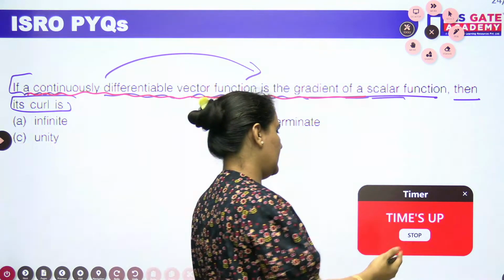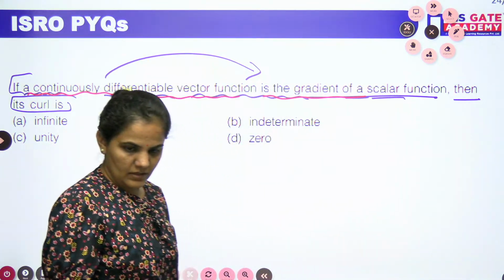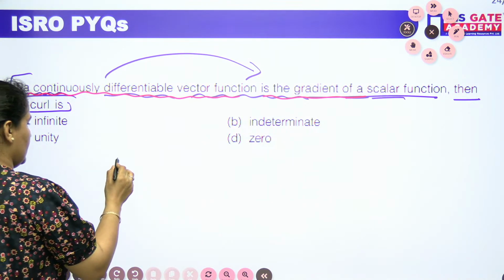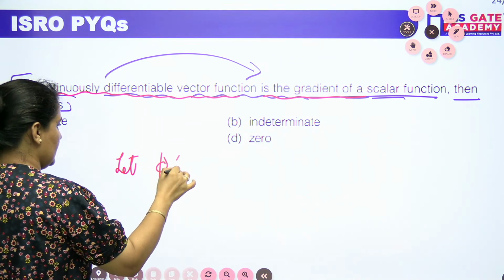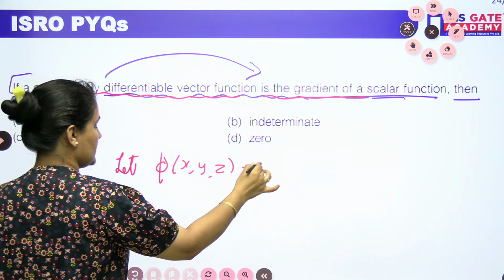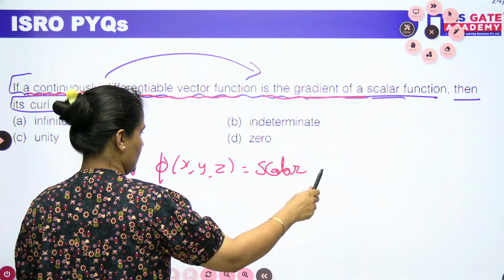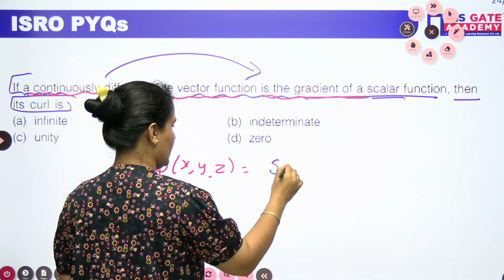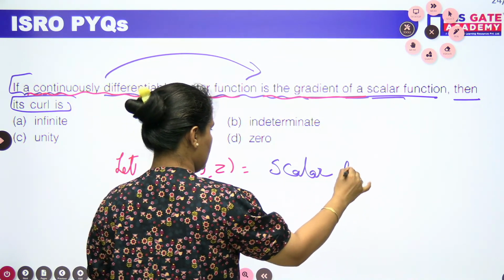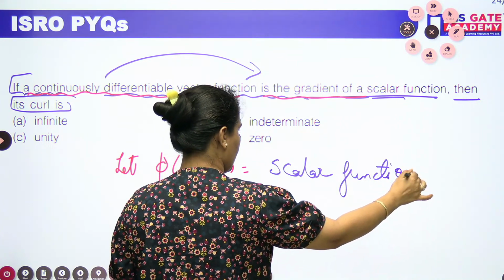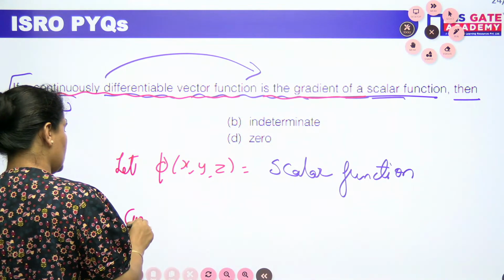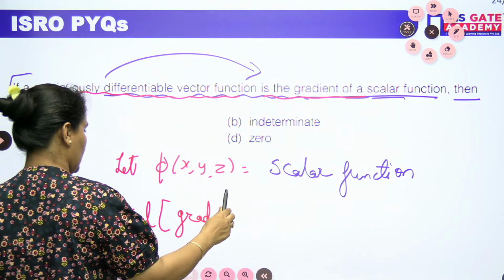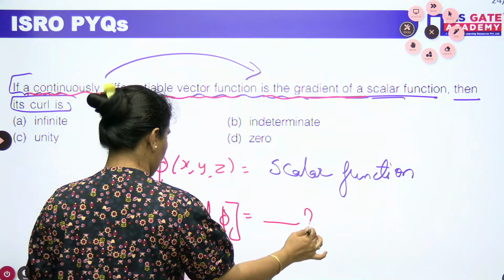Let's go for it. Let me take the function phi(x, y, z) as a scalar function. For that scalar, we need to identify the gradient. And what is the question asking? The question is asking about the curl of gradient of this phi. We need to identify the curl of gradient of phi here.